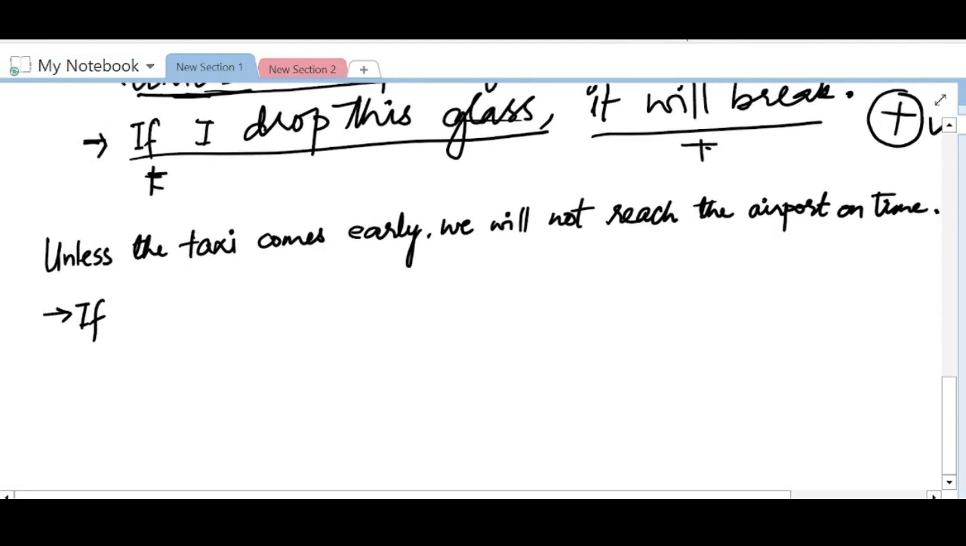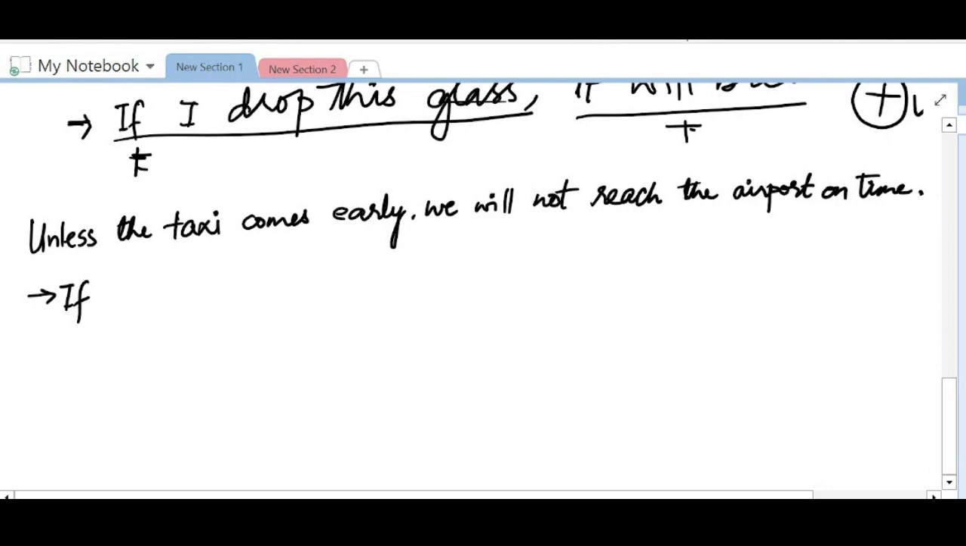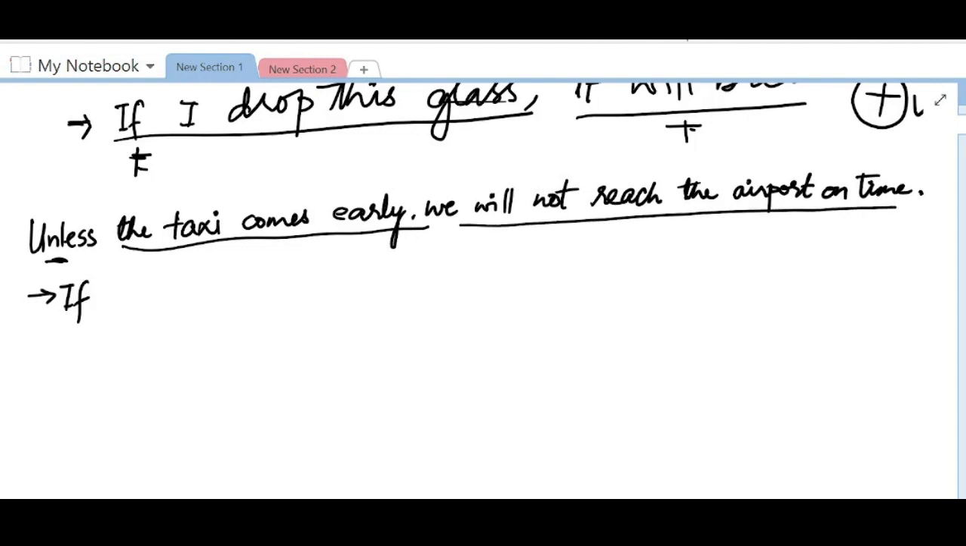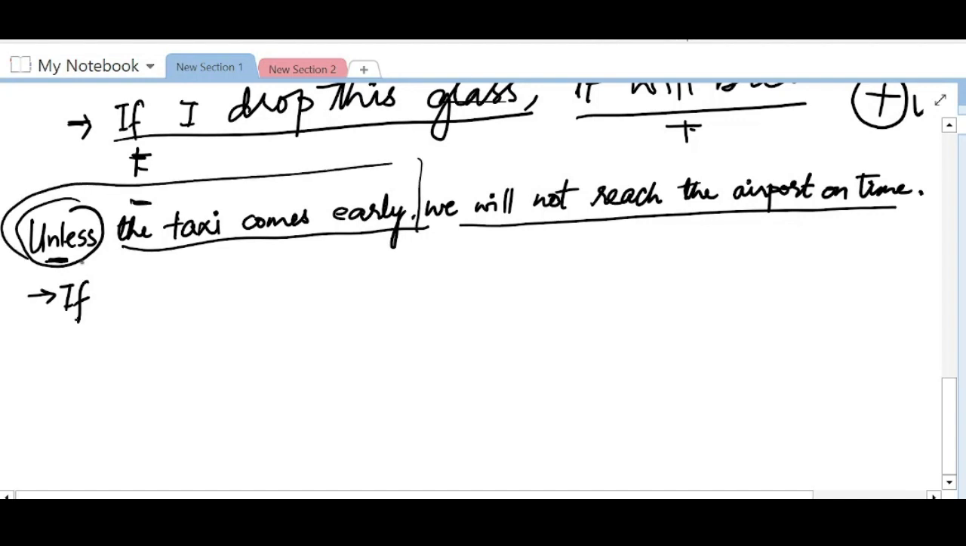Now let's do one more sentence. Unless this taxi comes early, we will not reach the airport on time. Very good. Unless is a negative word. What is the condition? The coming of the taxi early. And what will be the result? That we will not be reaching the airport on time. Now they have given you unless, and you are supposed to use if. Unless is a negative word, so this whole part of the conditional sentence becomes negative. We will not reach the airport on time, again negative. So minus minus plus. Clear?